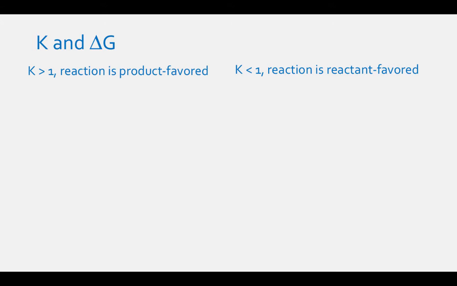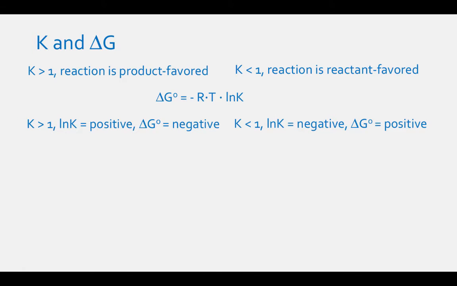We know that if K is greater than 1, the reaction is product-favored, and if K is less than 1, the reaction is reactant-favored. This certainly is related to the delta G standard for a reaction. If K is greater than 1, then the natural log is positive, and the delta G standard is negative. If K is less than 1, then the natural log is negative, and the delta G standard is positive. This goes back to our discussion of delta G values and spontaneity of reactions.